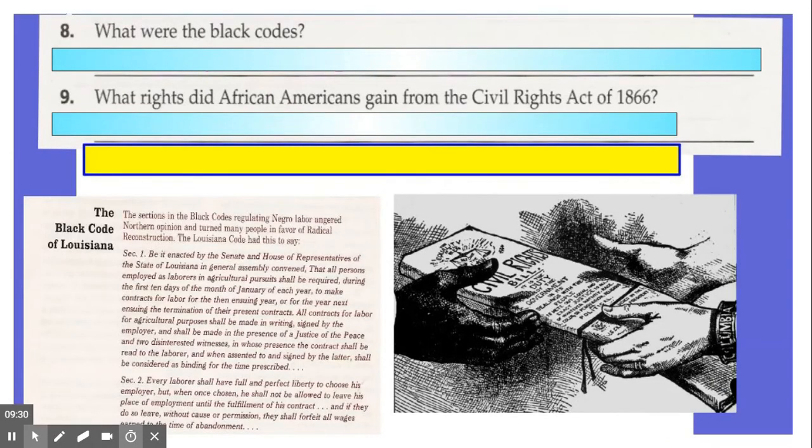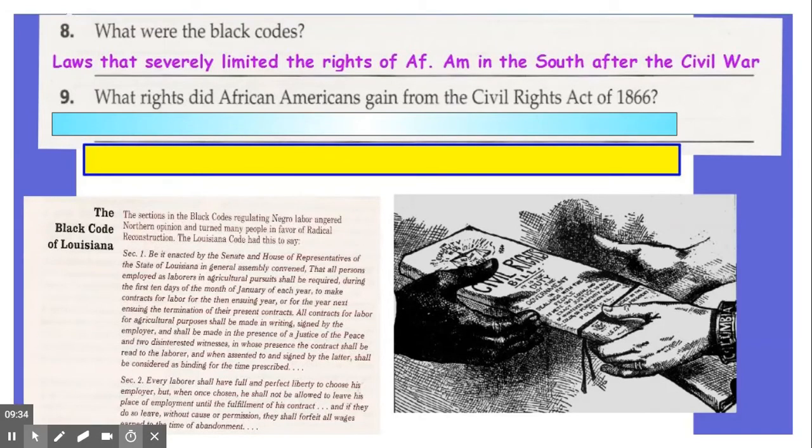The Black Codes, what were they? Well, this is kind of a sad situation here.